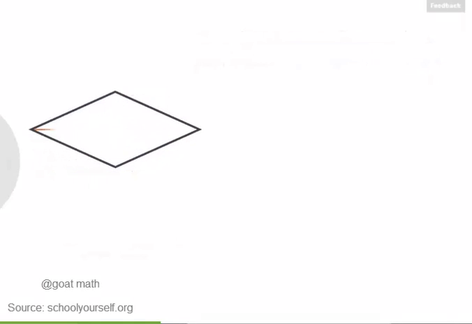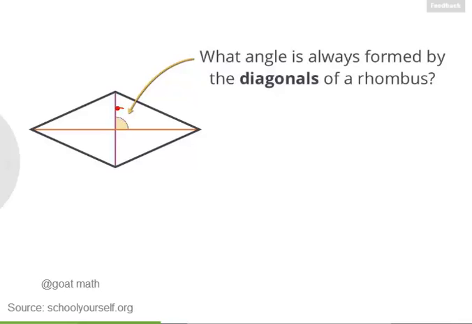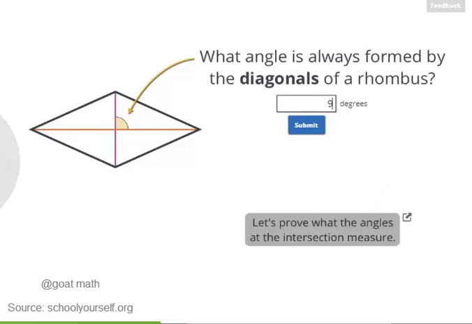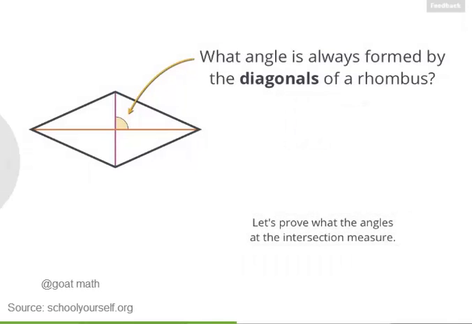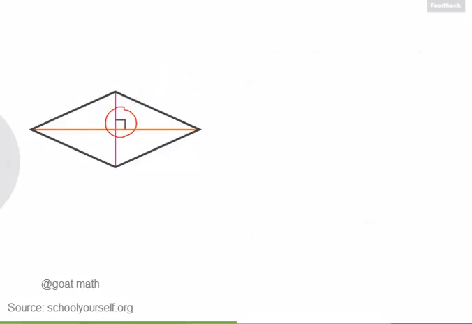So let's draw in the two diagonals for this rhombus. Now a rhombus's diagonals always form the same angle at their intersection. What's the measure of this angle? If you're not sure or you want to work through a proof, then click over here. Exactly. The diagonals of rhombi always intersect to form 90-degree or right angles. So let's label this as being a right angle.